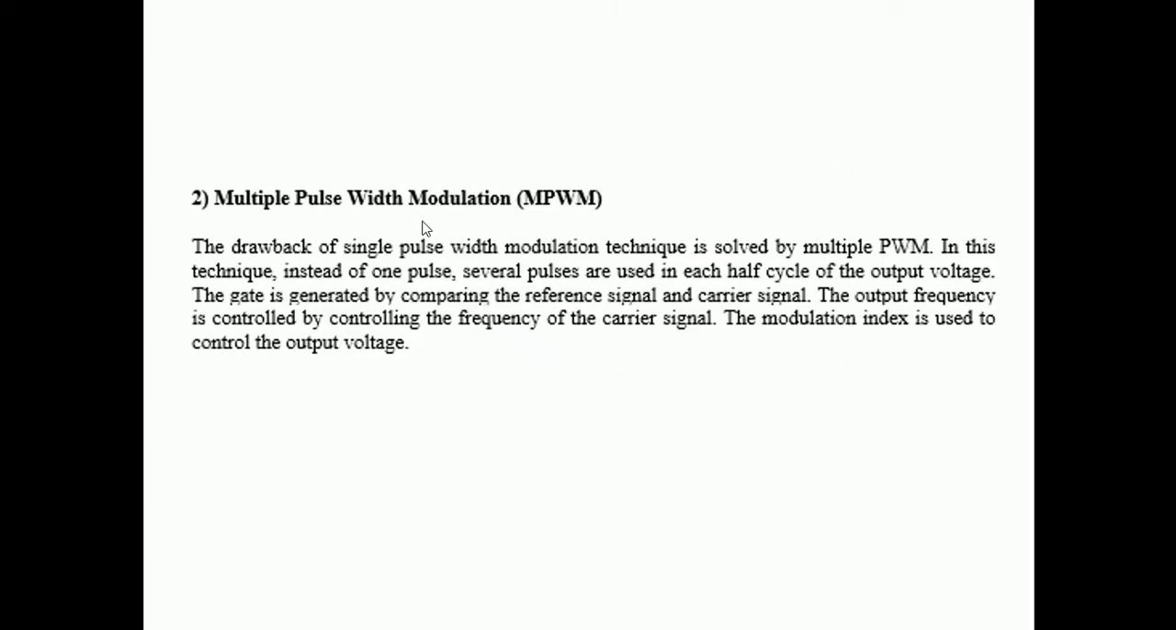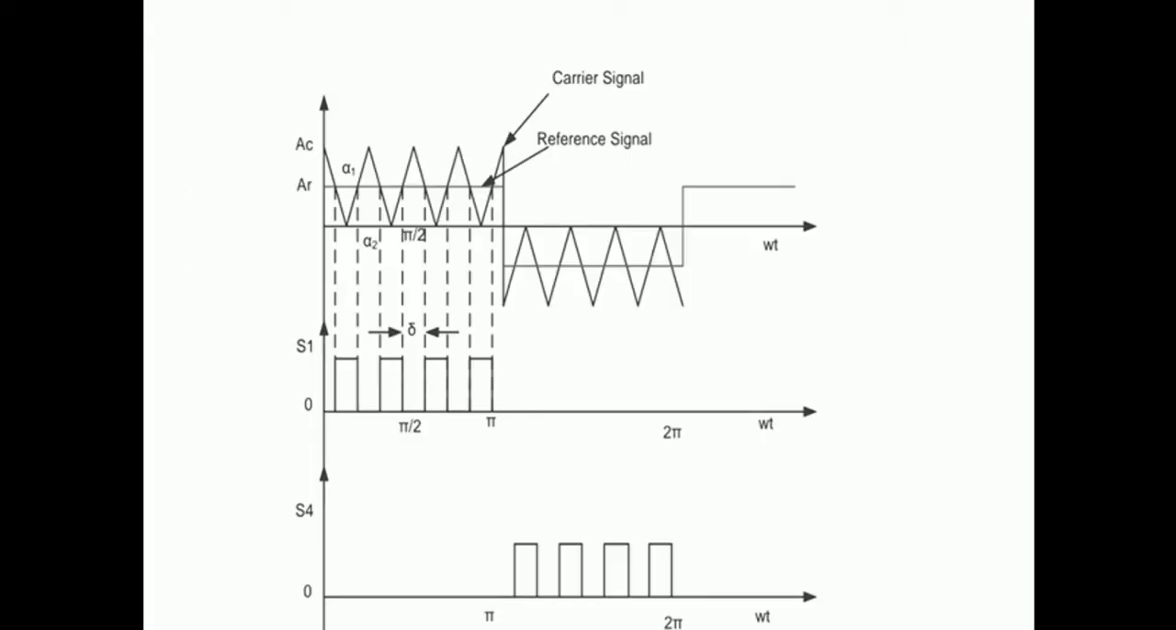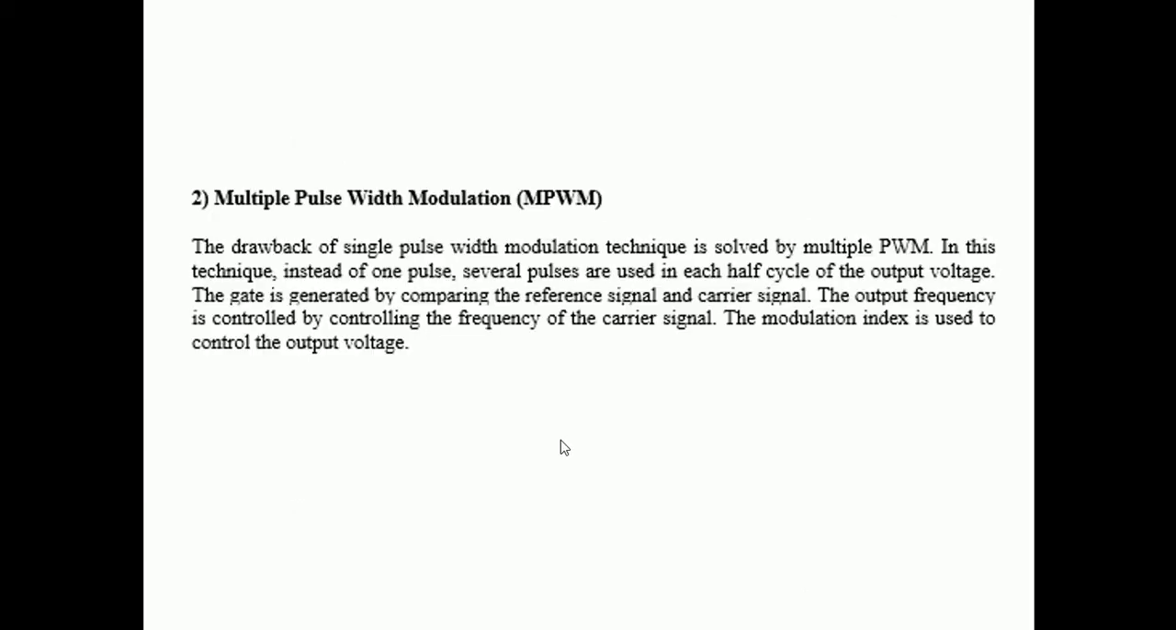So the other is multiple pulse width modulation. The drawback of single pulse width modulation technique is solved by multiple pulse width modulation. In this technique, instead of one pulse, several pulses are used in each half cycle of the output voltage. Here you can see that this is the reference signal, which is a square wave, and now multiple pulses are used in one cycle. So reference minus carrier, we can see that there are multiple pulses with this technique. So the harmonic contents have been somewhat reduced.